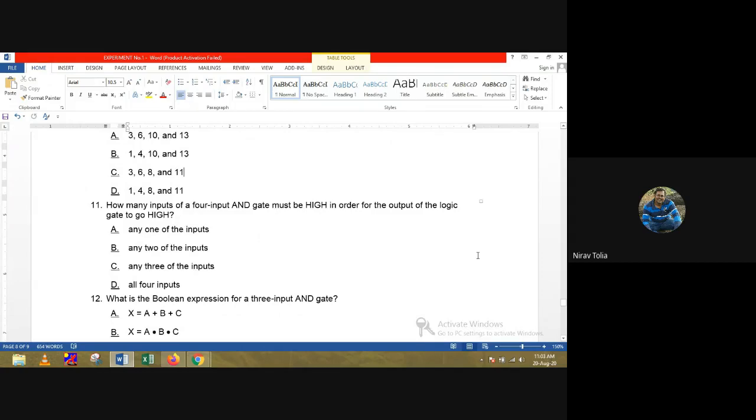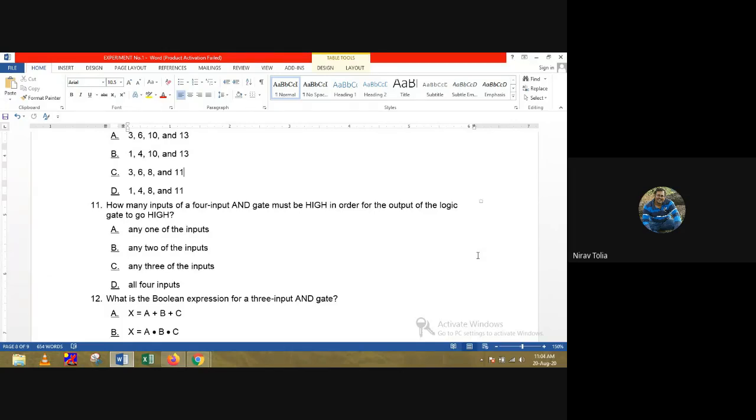The next question is: how many inputs? Okay, Kev directly gives the answer. How many inputs of the four input AND gate must be high in order to get the output high? So we have one AND gate which has four inputs. If any one of the inputs is high, will the output be high? If two inputs are high, will the output be high? If three inputs are high? Or if all four inputs are high, then my output will be high?